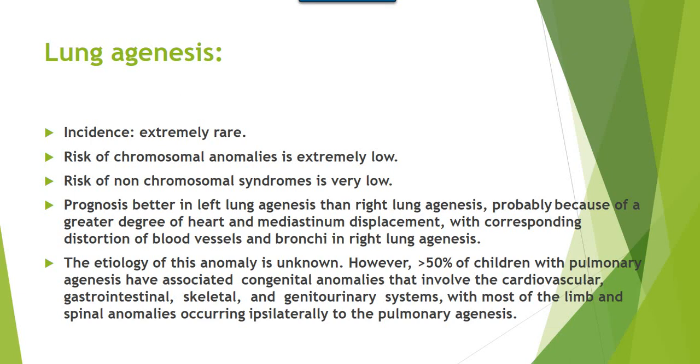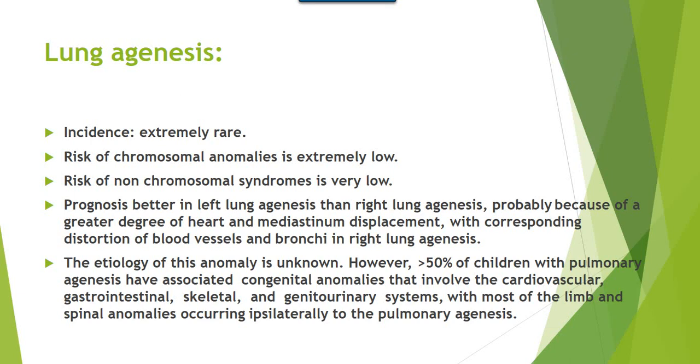The lung agenesis incidence is extremely rare. Risk of chromosomal anomalies is extremely low. Risk of non-chromosomal syndromes is very low, and the prognosis is better in left lung agenesis than right lung agenesis. That is our case here, unfortunately, probably because of a greater degree of heart and mediastinal displacement with corresponding distortion of blood vessels and bronchi in right lung agenesis.